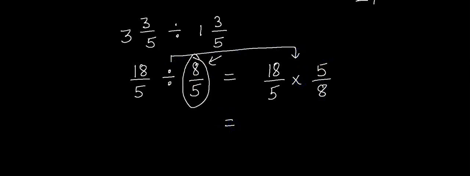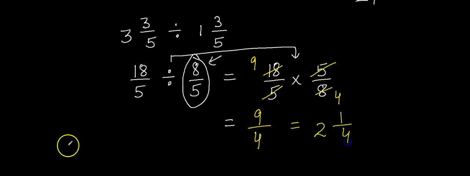Now we check if we can reduce any of the numerator and the denominator. Yes, we can reduce 5 and 5, so they cancel out, because when we divide both of these by 5, it gives us 1. And then we can also reduce 18 and 8, so that would be equals to 9 and 4. So now we get 9 fourths, and then finally we can write that into a mixed form, and that would be equals to 2 and 1/4.